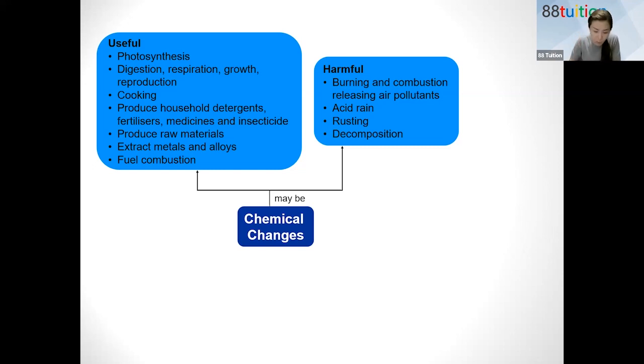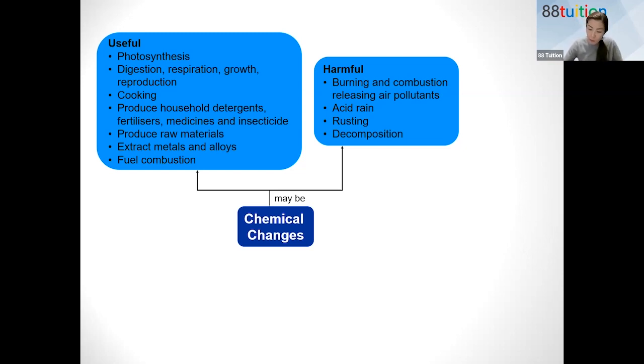Okay, so these are the useful things. You must know how to verbalize it, how to write it down in words to talk about how technology is helping us, how chemical change is useful to us. Produce raw material, extract metals and alloys, fuel combustion. Okay, fuel combustion also provides us with the electricity that we need.